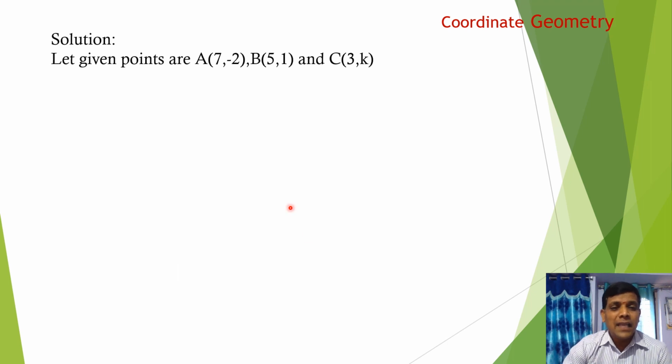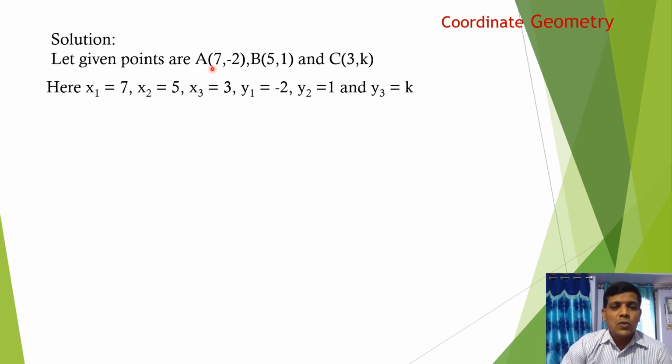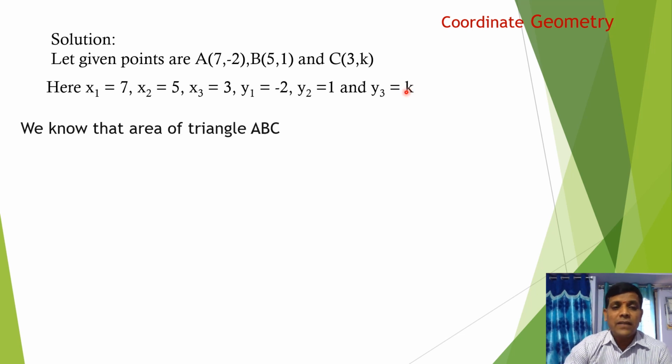Solution. Let the given points be A 7, minus 2, B 5, 1 and C 3, k. Here x1 is equal to 7, x2 is equal to 5, x3 is equal to 3. At the same time y1 is equal to minus 2, y2 is equal to 1 and y3 is equal to k. So what is the given condition? The points are collinear.